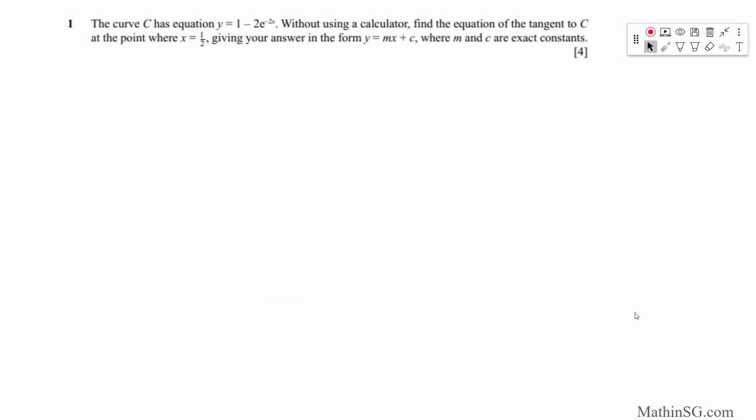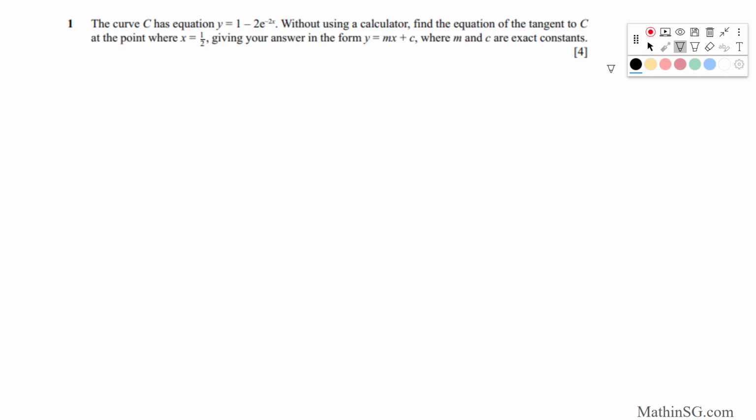So let's take a look at question 1. In question 1, you are given the curve has an equation y equals 1 minus 2e to the power of minus 2x. And you are asked, without using a calculator. If you see the words without using a calculator, it means in exact form. You are supposed to find the equation of the tangent to C at the point where x equals half, giving your answer in the form y equals mx plus c, where m and c are exact coordinates.